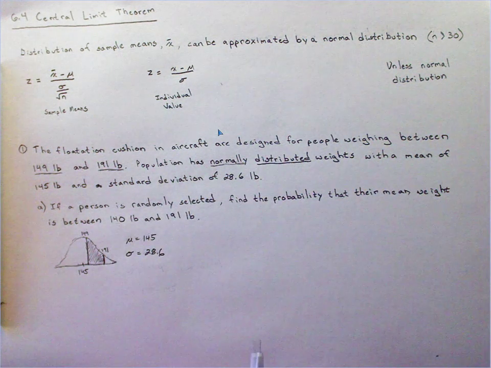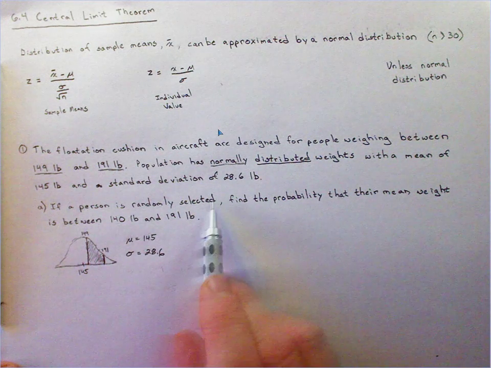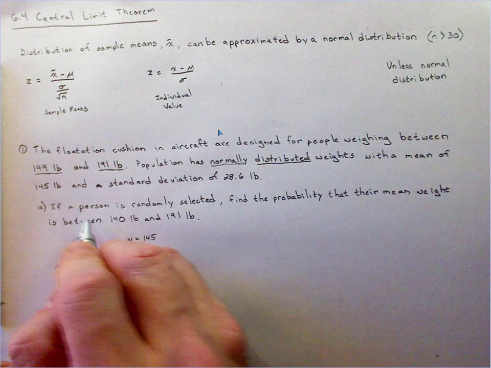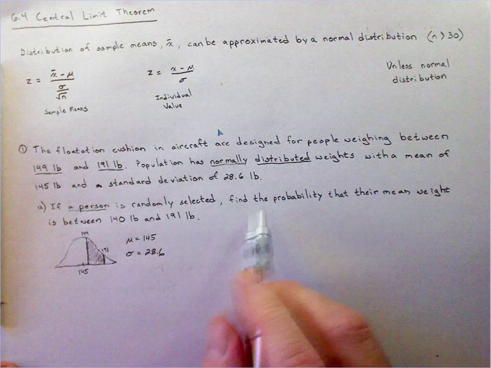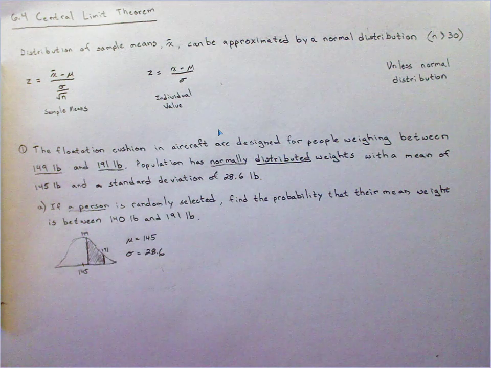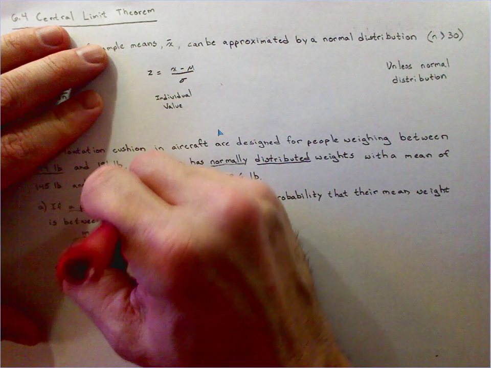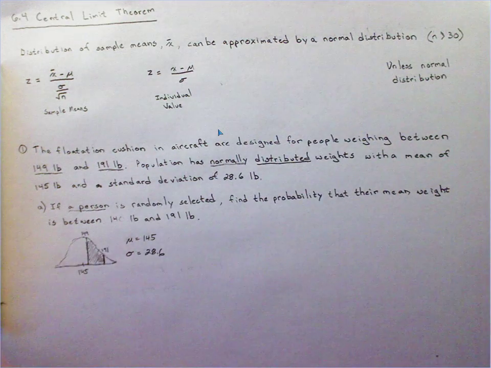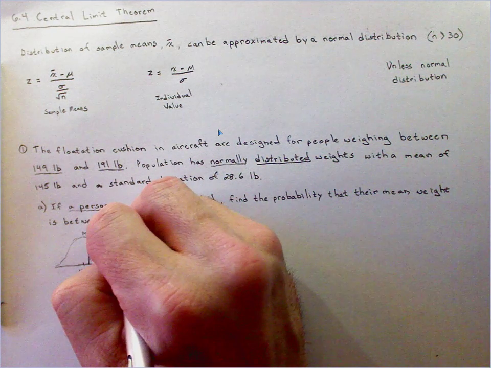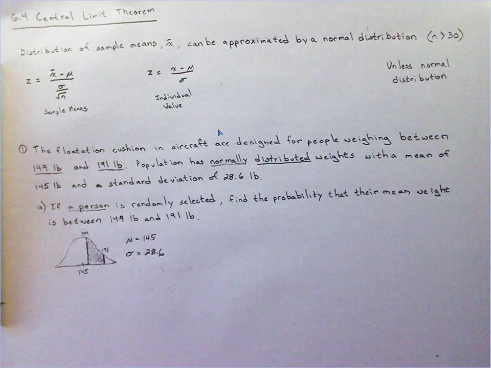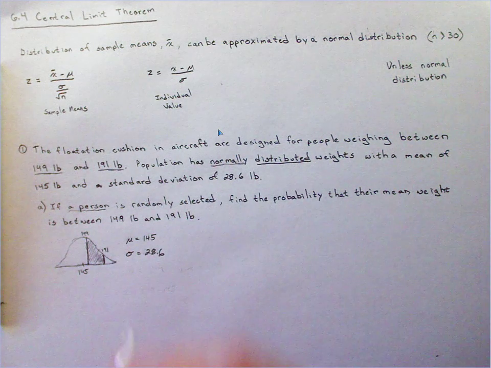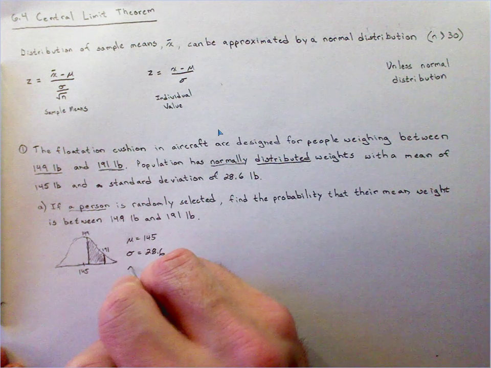So if a person is randomly selected, one individual, find the probability that their weight is between 149 and 191. So I'm going to end up finding two z-scores.